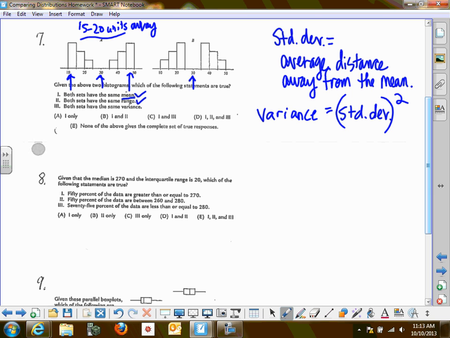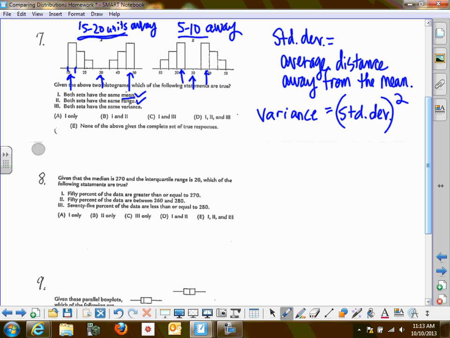Okay, do you see that? Most of these items are 15 to 20 away from the mean. How about set B? Most of the data in set B is how much? 5 to 10 away from the mean. If you have most of your data 15 to 20 away, how will that compare to most of the data being 5 to 10 away? Which one has a larger standard deviation? Or do they have the same? Do they have the same standard deviation? They do not. Which one's larger?